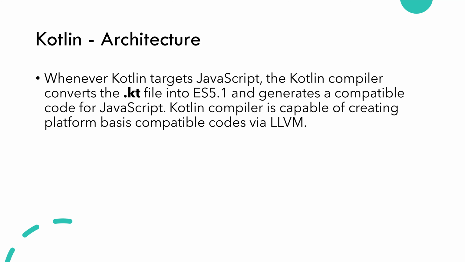Whenever Kotlin targets JavaScript, the Kotlin compiler converts the .kt file into ES5.1 and generates compatible code for JavaScript. The Kotlin compiler is capable of creating platform-based compatible code via LLVM.